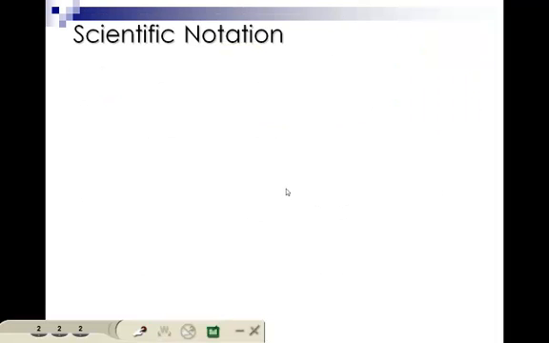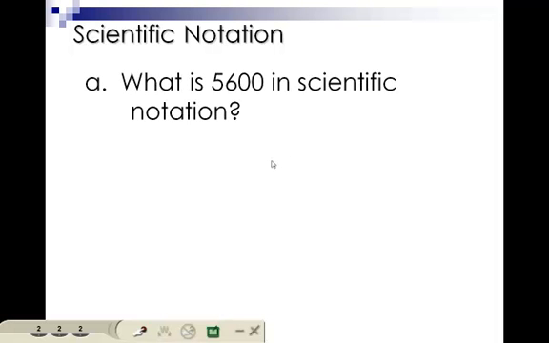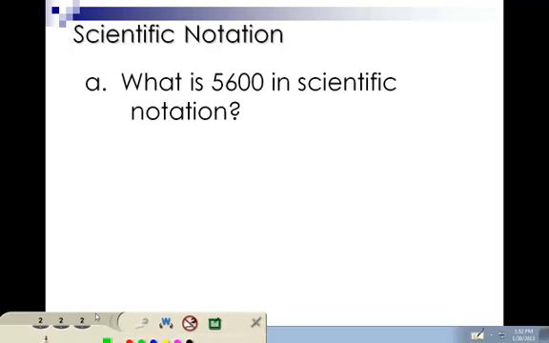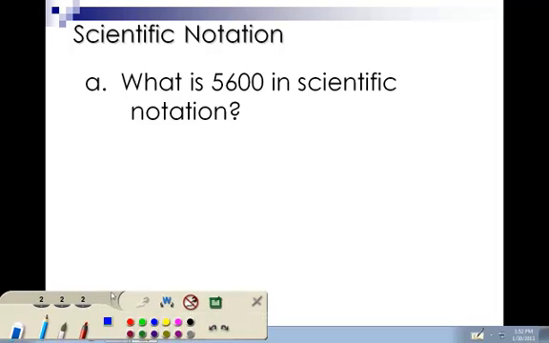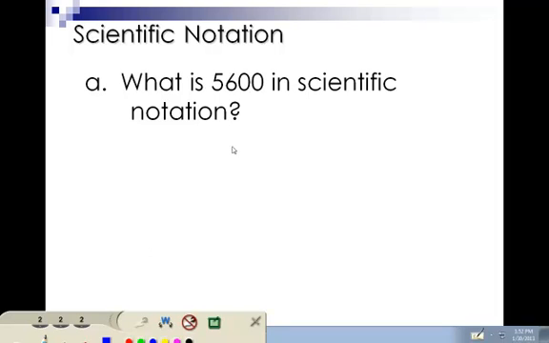We also are going to use scientific notation. Now, in scientific notation, basically it takes a really big number and makes it manageable, or it takes a really small number and makes it manageable. For example, if I have this 5,600, that's not a terribly big number, but it's big enough for me. So my decimal point is there at the end.